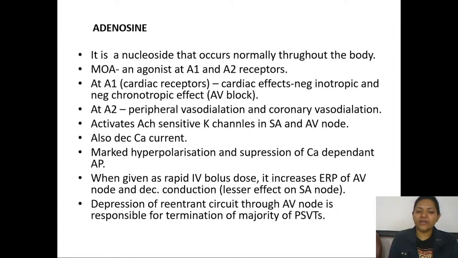Also, adenosine activates the acetylcholine sensitive potassium channels in SA and AV node. Another action is decrease in calcium current. So there is marked hyperpolarization and suppression of calcium dependent action potential. Whenever adenosine is given in rapid IV bolus dose, it increases the effective refractory period of the AV node and decreases the conduction. Another special point about adenosine is that it has a very less effect on SA node. So mainly its effect is concentrated on the AV node, and as a result conduction through AV node is reduced.